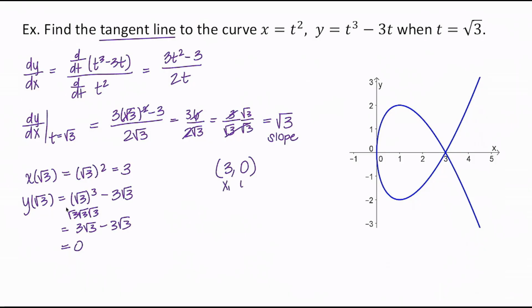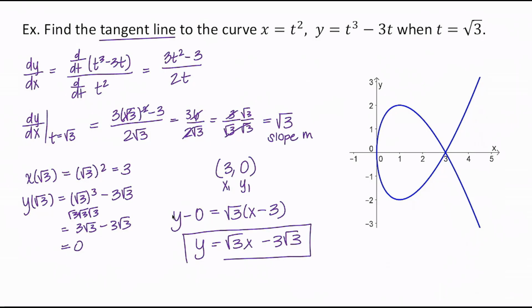So this is like my x1, y1, and this is my slope m. So I can plug this into point slope form of a line. y minus y1 equals slope rad 3, x minus x1. And so my equation is y equals rad 3x minus 3 rad 3. So here is my tangent line to the curve right when t is equal to radical 3. So this happens at the coordinate point 3, 0.